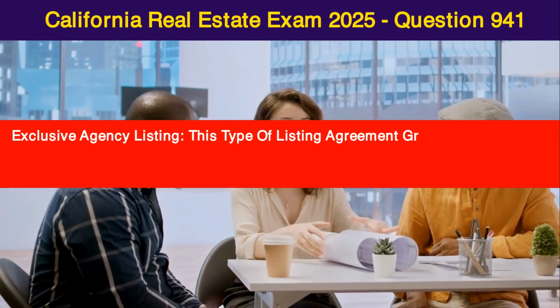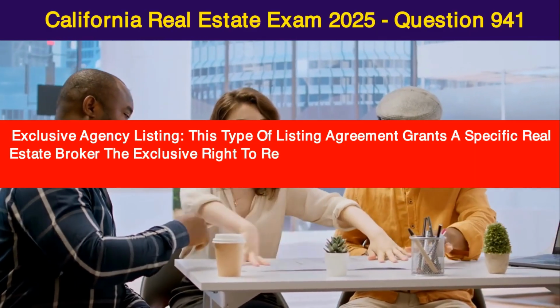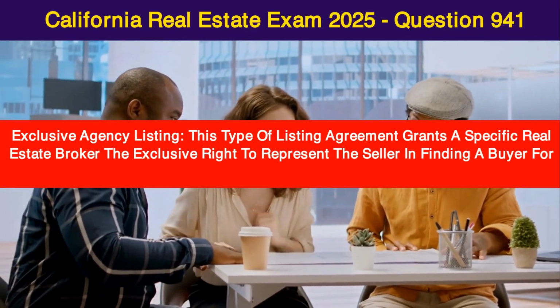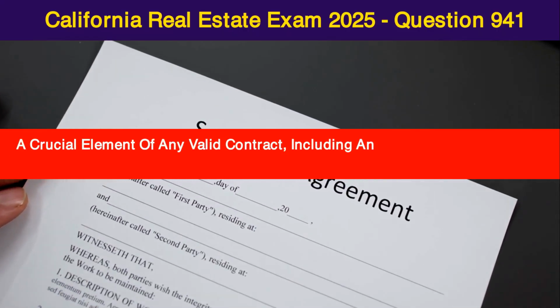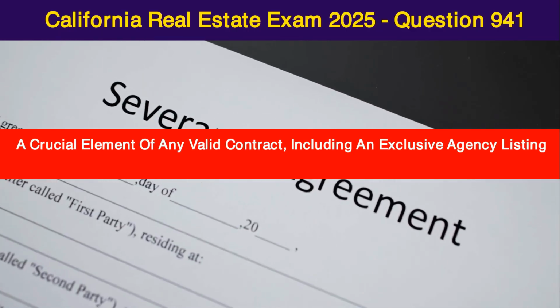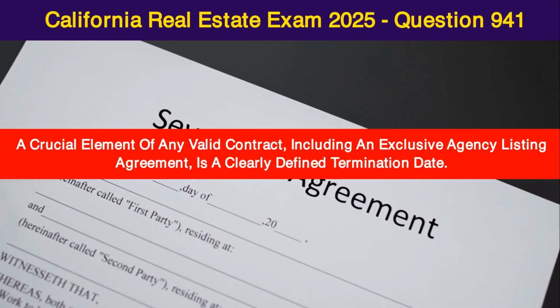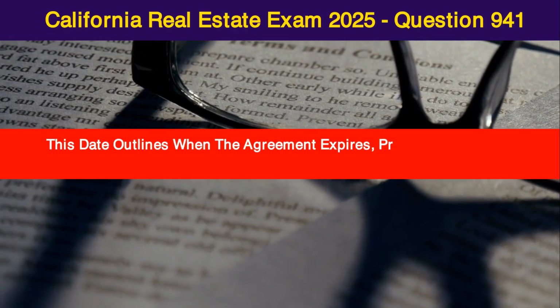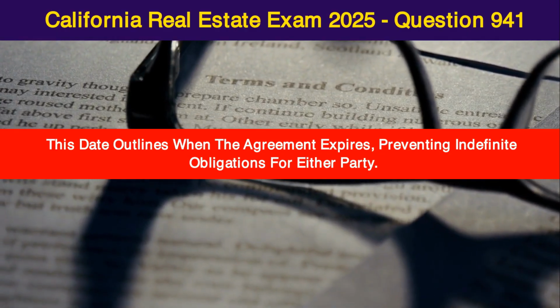Exclusive agency listing. This type of listing agreement grants a specific real estate broker the exclusive right to represent the seller in finding a buyer for the property. A crucial element of any valid contract, including an exclusive agency listing agreement, is a clearly defined termination date. This date outlines when the agreement expires, preventing indefinite obligations for either party.